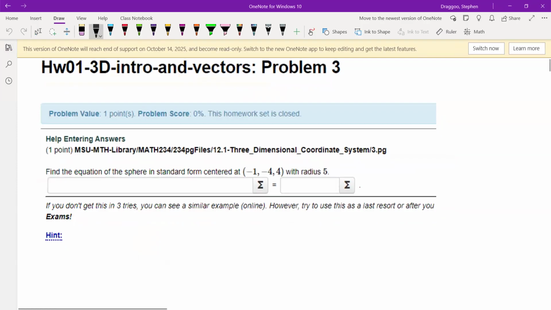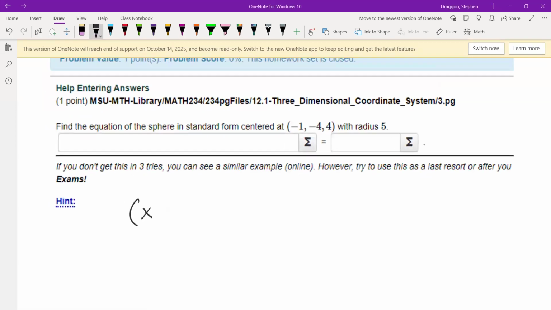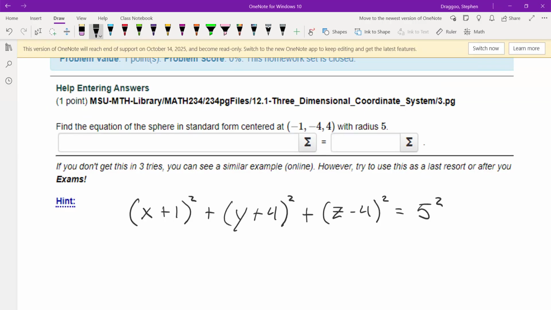But for this first one, we want to find the equation of a sphere in standard form that's centered at that point and has a radius of 5. Standard form is also the one that looks like center-radius form. So it'll look just like this. I'm going to have x plus 1 squared plus y plus 4 squared plus z minus 4 squared all equal to 5 squared.